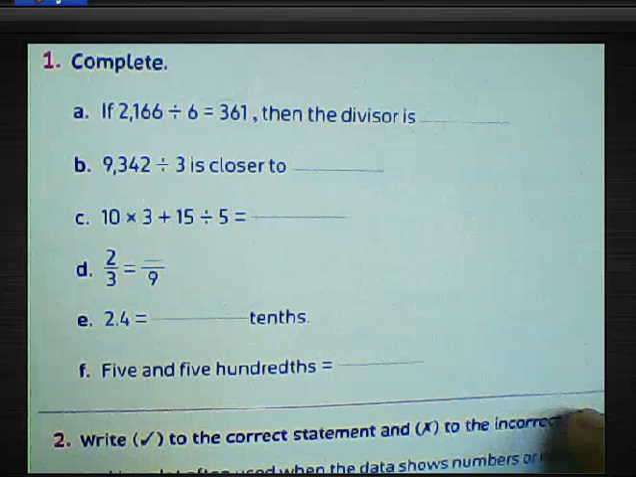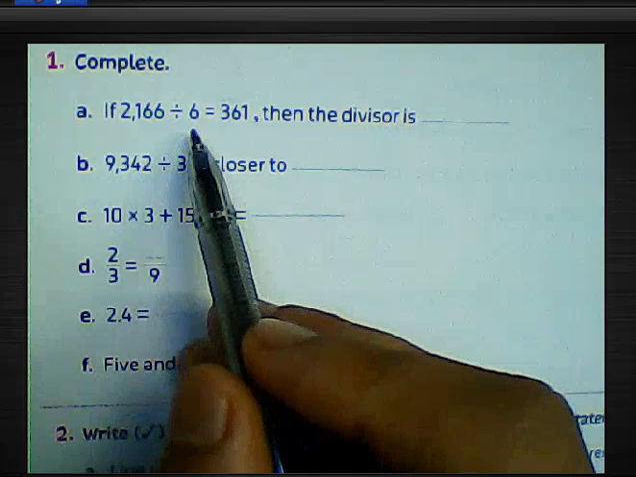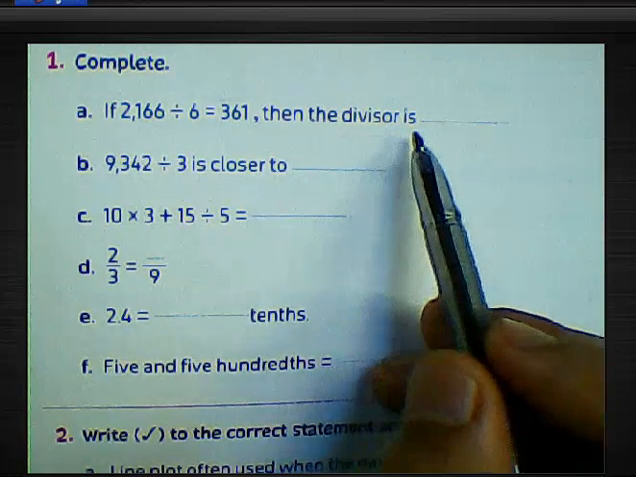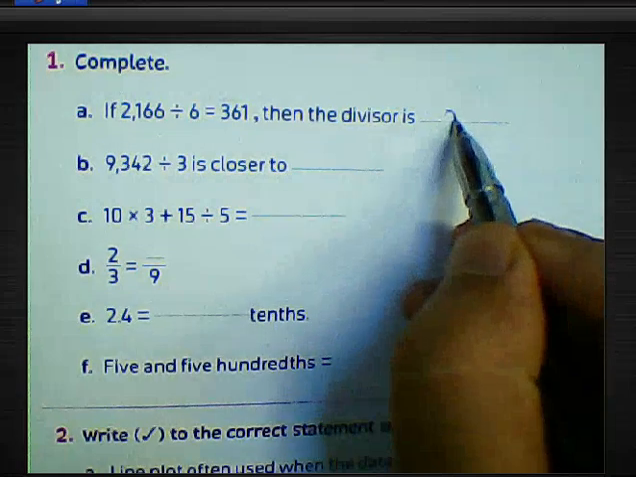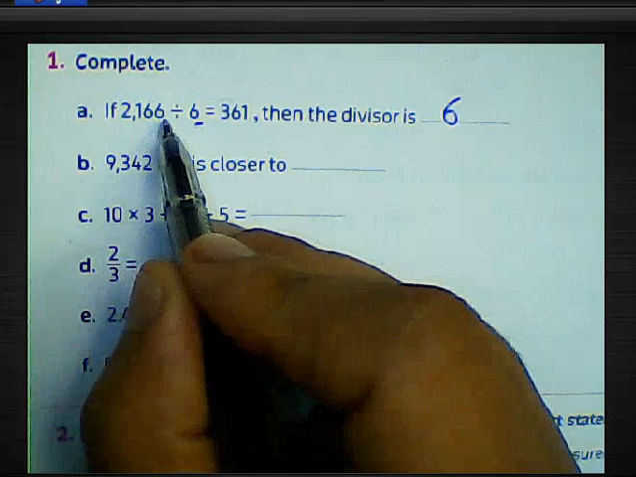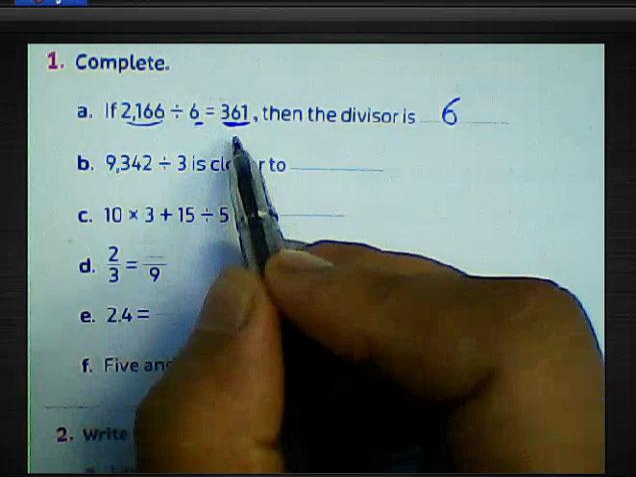Question number 1, complete. Letter A, if 2166 divided by 6 equals 361, then the divisor is 6. 6 is the divisor, 2166 is the dividend, and 361 is the quotient.